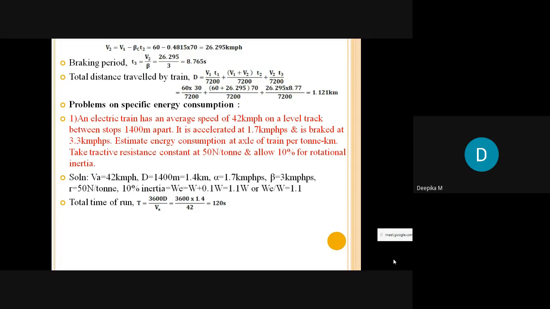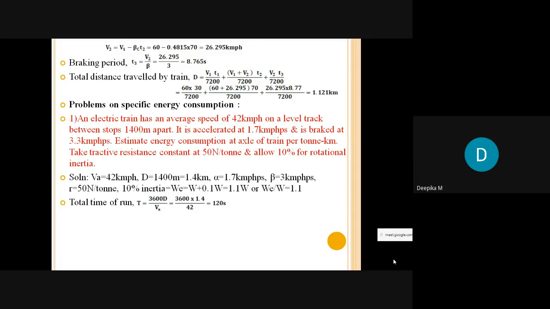We have to calculate all these data because the energy consumption formula is 0.01072 Vm square divided by D into WE by W plus 0.2778 R d1 by D. In that we can also calculate the Vm. To substitute all these values, we first have to calculate the maximum speed, the total distance between the stops, and the D1 and the capital letter D.